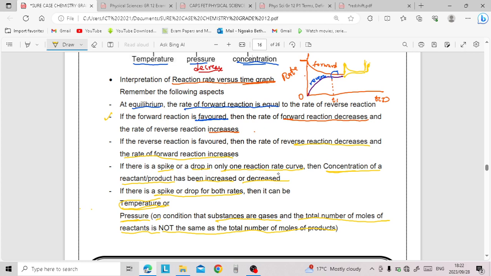You can repeat the video and try to check if there are questions. Now we can get to the exam question after this one. We'll get the Kc calculation in the other video.